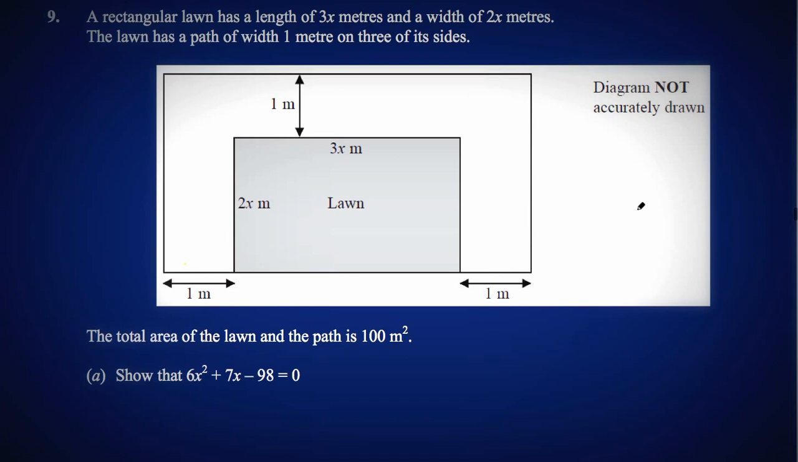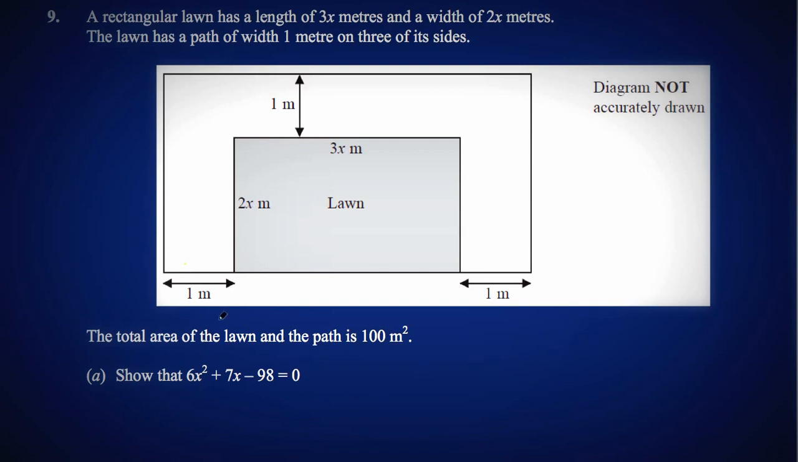Question 9, an area and algebra question. A rectangular lawn has a length of 3x meters and a width of 2x meters. The lawn has a path of width 1 meter on 3 of its sides. The total area of the lawn and the path together is 100 meters squared, and now suddenly we have to prove an equation. So in order to do this, I'm going to go bit by bit through the problem.